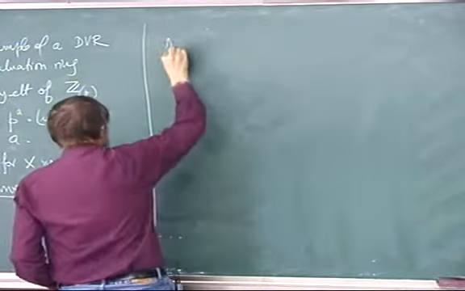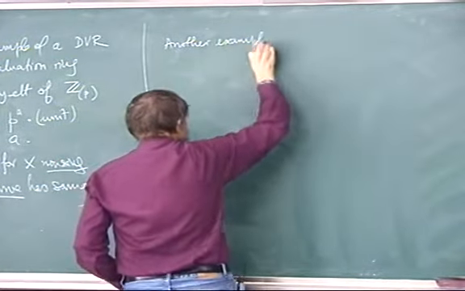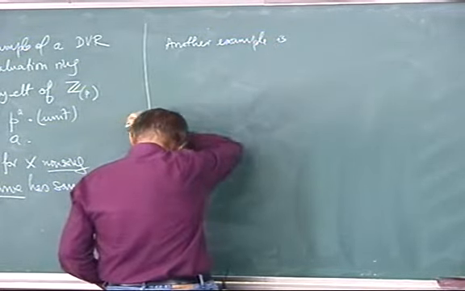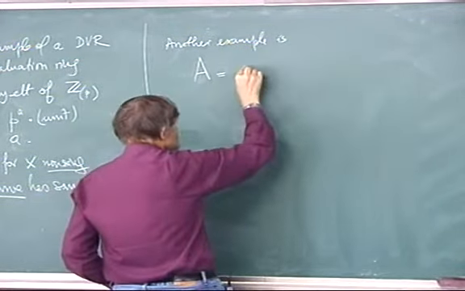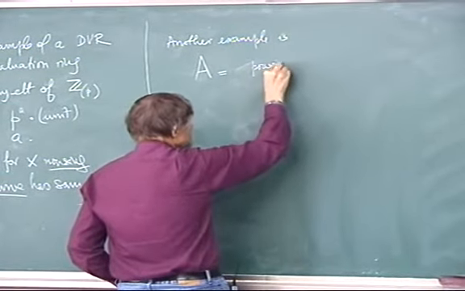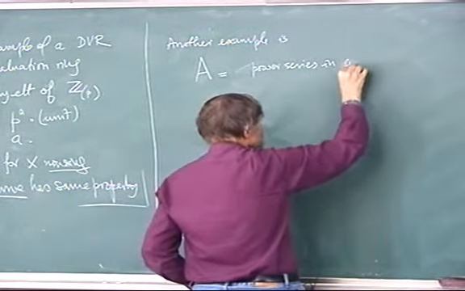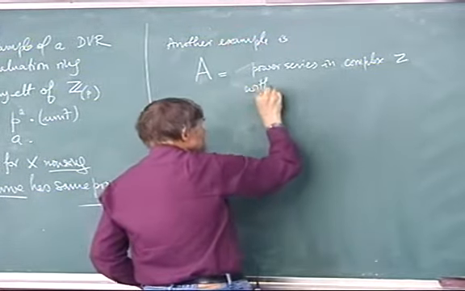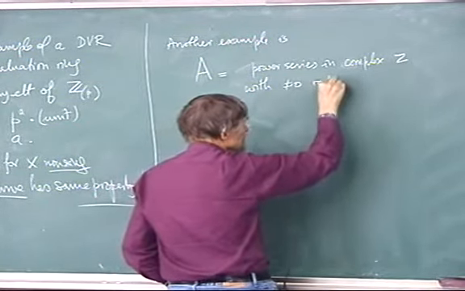So another example is, I haven't prepared a notation for this, let me just write A, and so this is convergent power series in complex variable Z with non-zero radius of convergence.